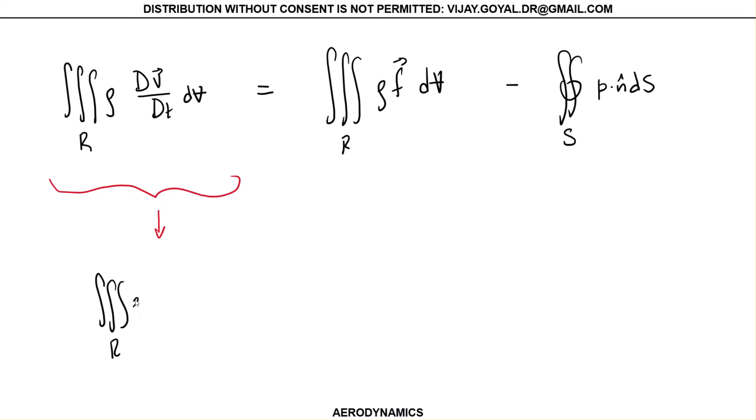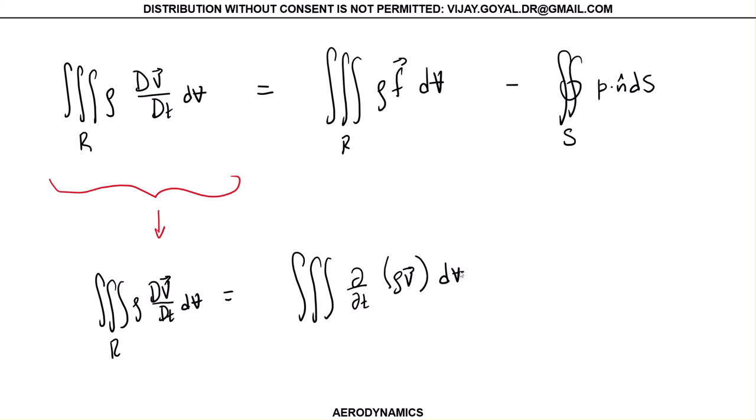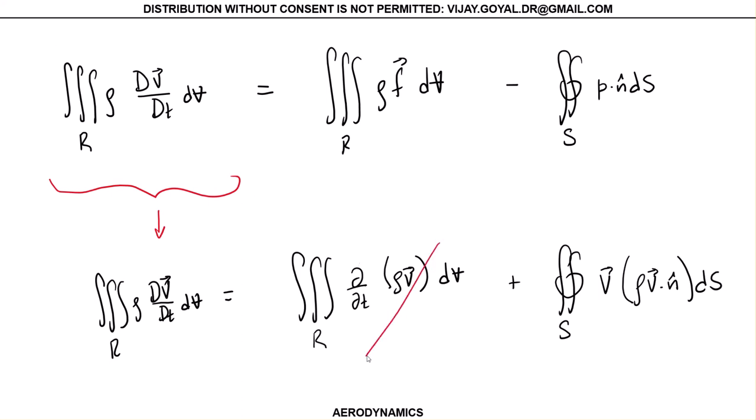We derived it in class, where this is equal to nothing else than the triple integral of the partial derivative with respect to time of rho times v, over the volume R, plus the enclosed area integral over S of rho velocity dot n dS. And this is equal to zero because the problem is steady state. Steady state flow.